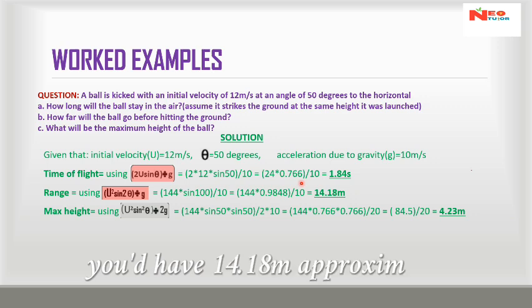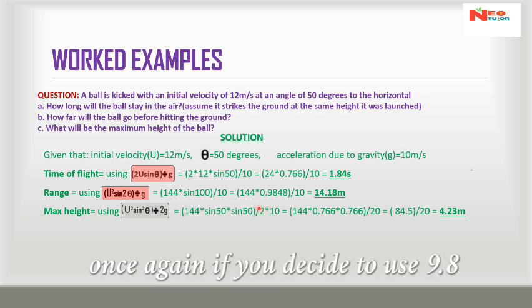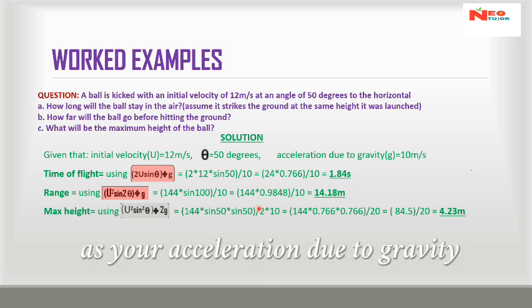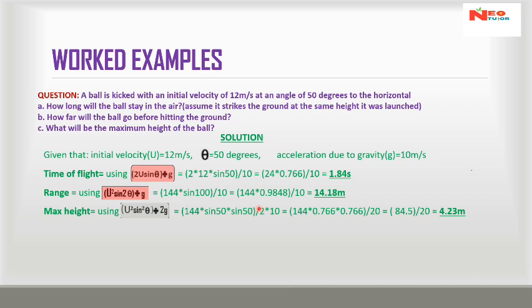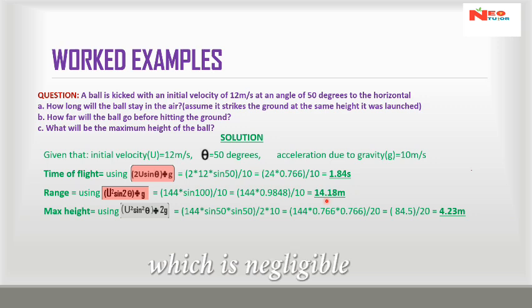14.18 meters approximately. Once again, if you decide to use 9.8 as your acceleration due to gravity, you'd have 14.47 approximately, which is 14.5, and this here is 14.2 in one decimal place, and we'll have a difference of 0.3 meter, which is negligible also.